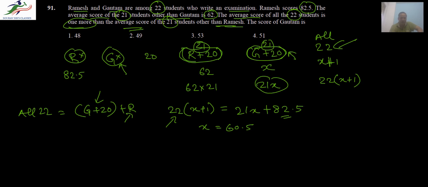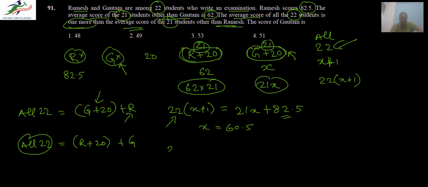We don't know the score of Gautam yet. So we know all 22 students is Ramesh plus 20 students plus Gautam, and Ramesh plus 20 students' total score is 62 into 21. The score of all 22 students is 22 into 60.5 plus 1, which is 61.5. This is equal to the score of Ramesh plus the 20 other students, which is 62 into 21, which is given here, plus the score of Gautam.